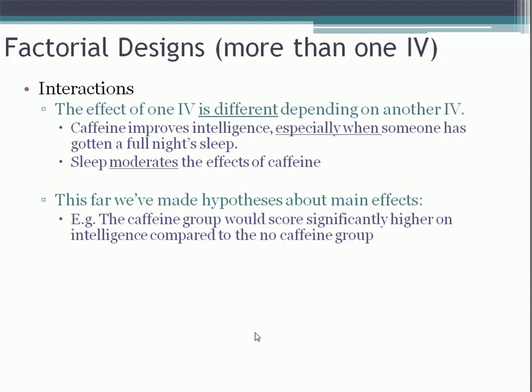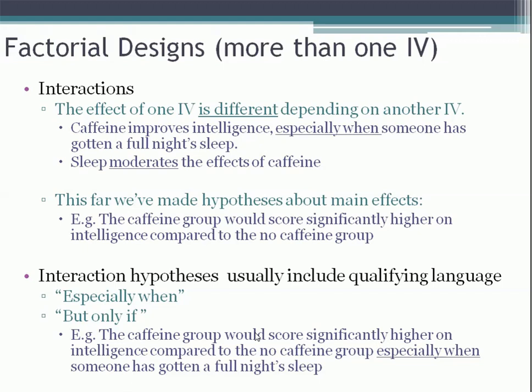Thus far we've talked about hypotheses about main effects, right? The caffeine group scores significantly higher on intelligence compared to the no caffeine group. People will take longer to pull out of a parking spot when someone is waiting compared to not waiting. But when we make interaction hypotheses, we use qualifying language to include the effects of this other independent variable. People will take longer to pull out of a parking spot, especially when someone honks at them, right? And so now that honking variable, whether or not someone honks, is a moderator. That moderates the effect of waiting, right?